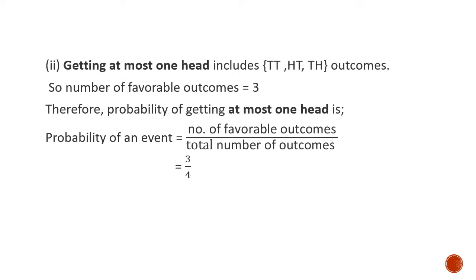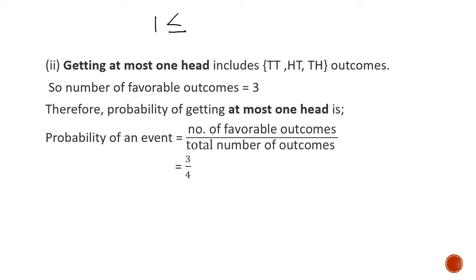Now, let's take a look at the second one. Getting at most one head. Now what do we mean by at most one head? One or less than or equal to. We want one head or less than that. We don't want more than one.